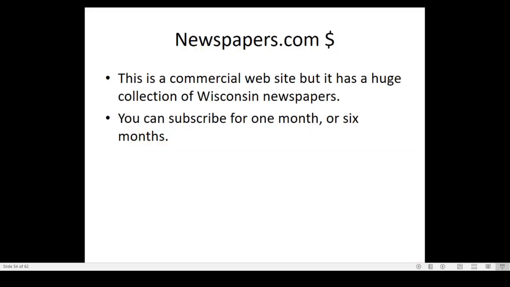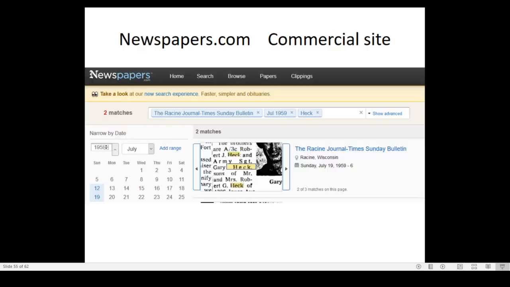Okay, so newspapers.com, it's commercial, but it's got a huge collection of Wisconsin newspapers. But you can subscribe for 1 month or 6 months if you want. How much research can you do in 1 month? Especially now with the coronavirus. You can do a lot. So you could subscribe to it, do your research, and then unsubscribe. If you don't unsubscribe, it'll just continue your use of it and bill you on a monthly or 6 month basis. So you do need to cancel once in a while.